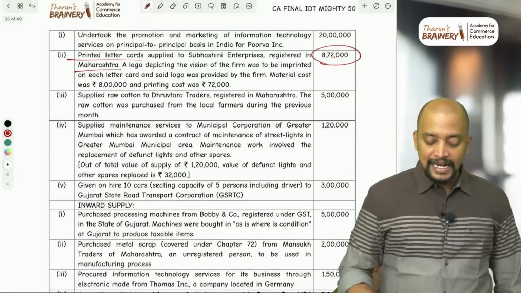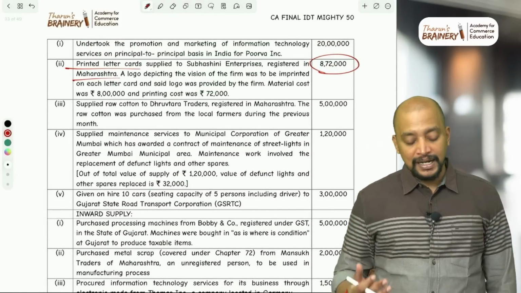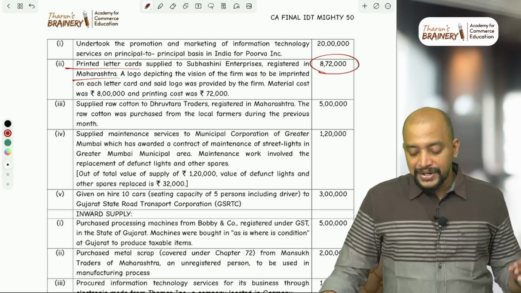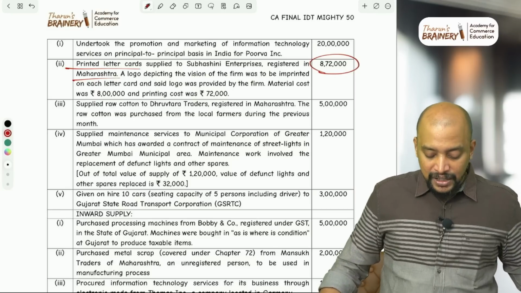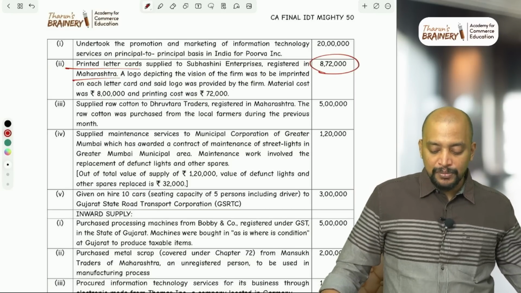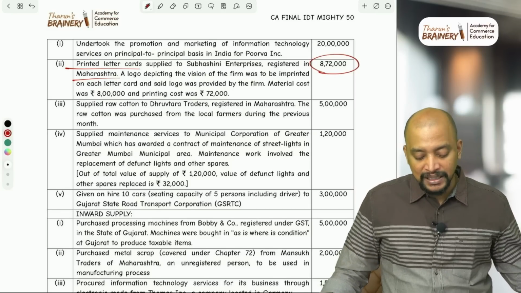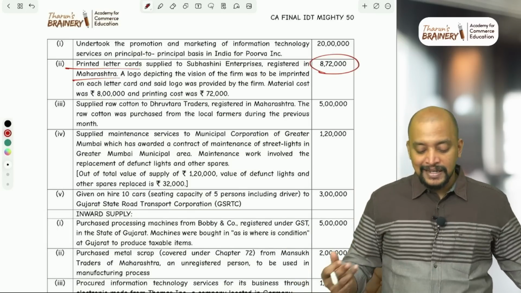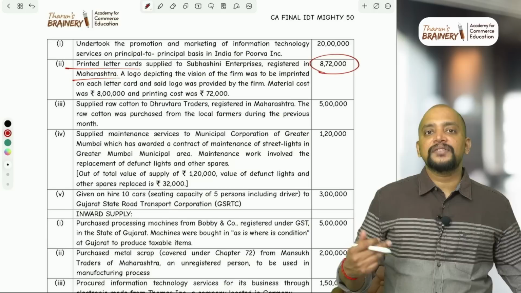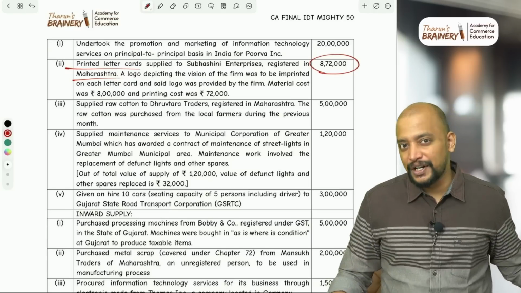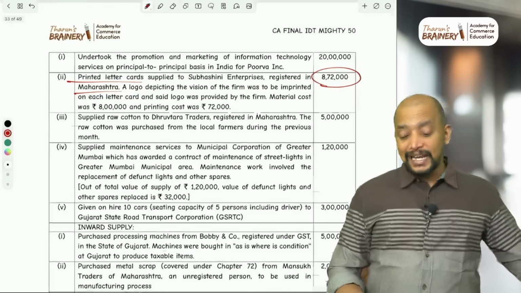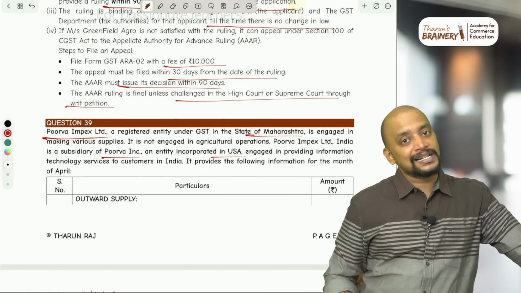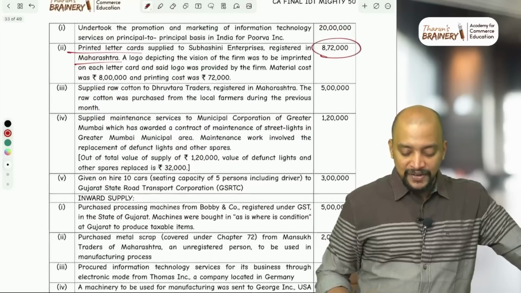Next, that is again in statement 1, outward supply. Third one, supplied raw cotton to Tara traders registered in Maharashtra. The raw cotton was purchased from the local farmers during the previous month. So supplied raw cotton to Tara traders. Whenever they are making supply of raw cotton, will it be coming under RCM? No, it will not come under RCM. Only sale of goods by an agriculturist. Moreover, a company will not come under agriculturist. So due to that reason, it will be FCM only.